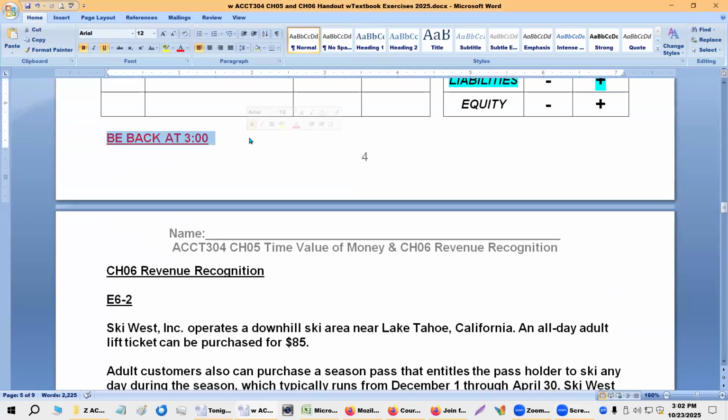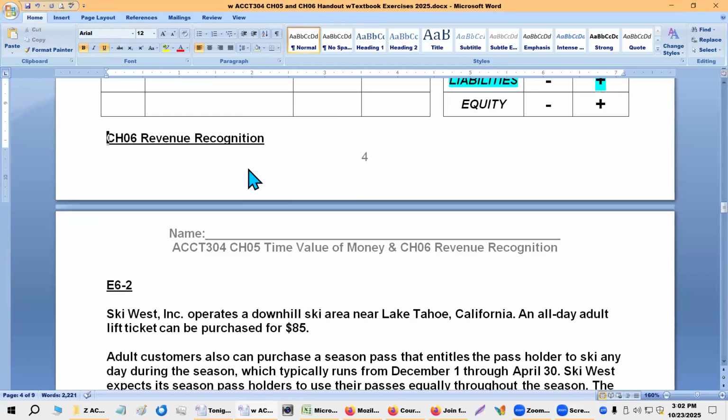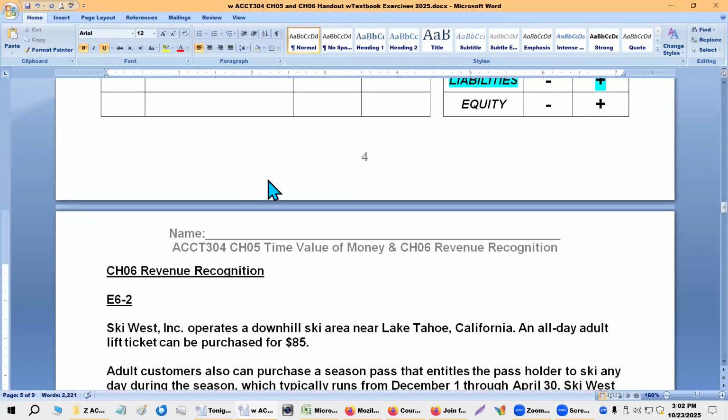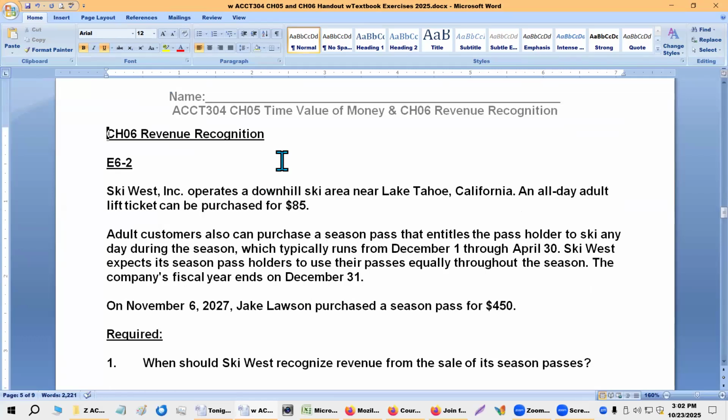Okay, let's see. Chapter 6 is about revenue recognition. Revenue recognition is a big issue now. Maybe it's like 10 years ago or so, they really started to look into it and get a little more serious about how we actually recognize revenue. When do we do it? What methods do we use?